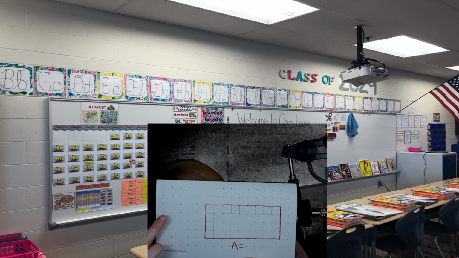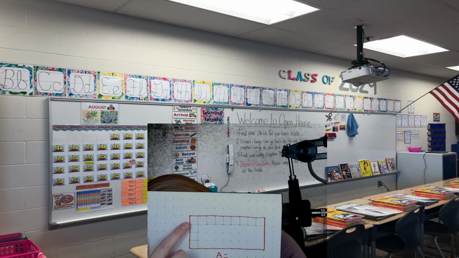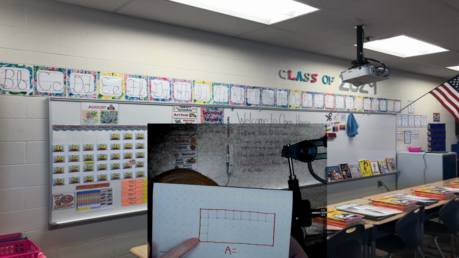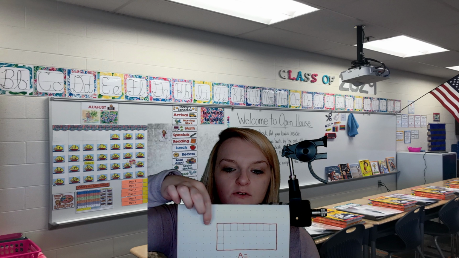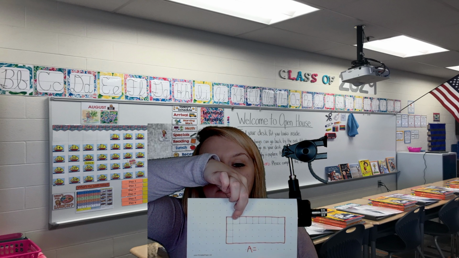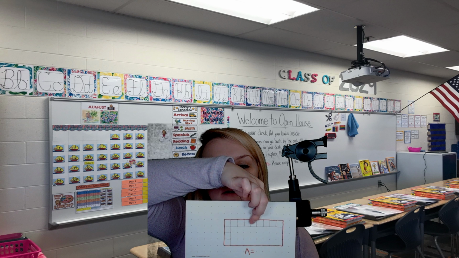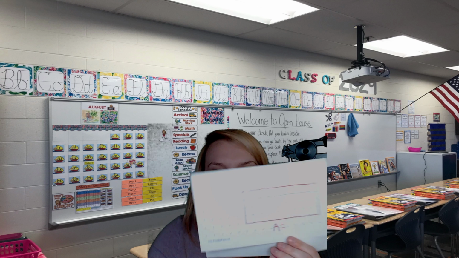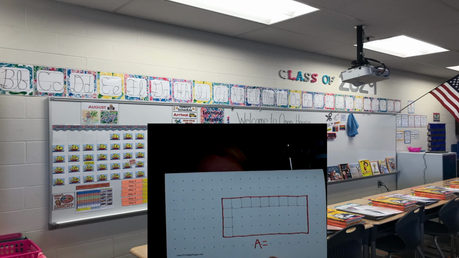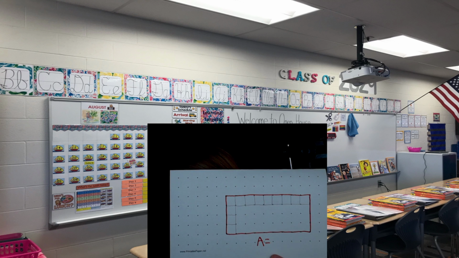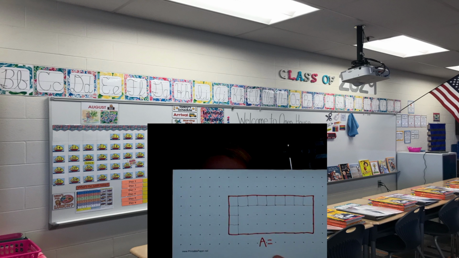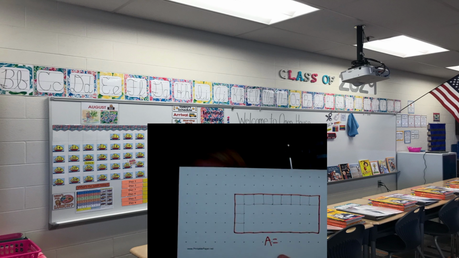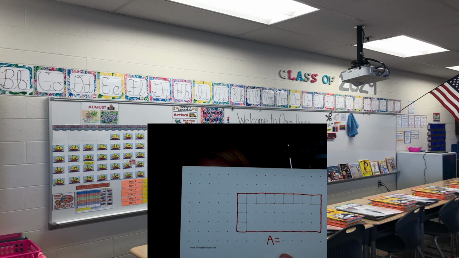Okay, so let's count 1, 2, 3, 4 times 1, 2, 3, 4, 5, 6, 7, 8, 9. 4 times 9 is going to tell me this area. 4 times 9, remember we can use our nines trick. And we can put down our 4th finger and see what we get.